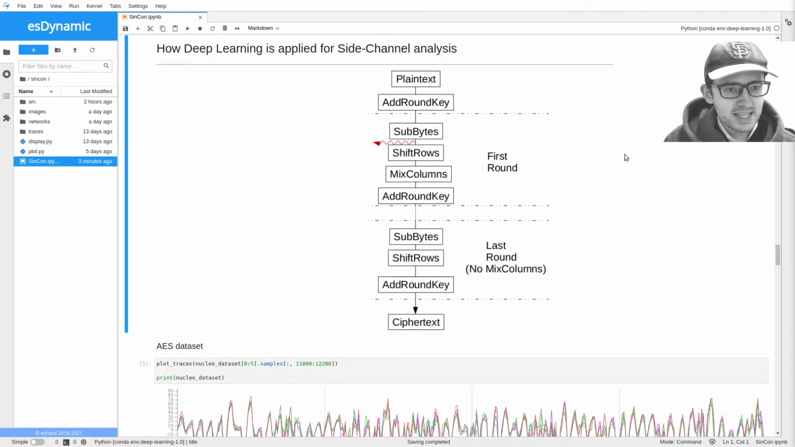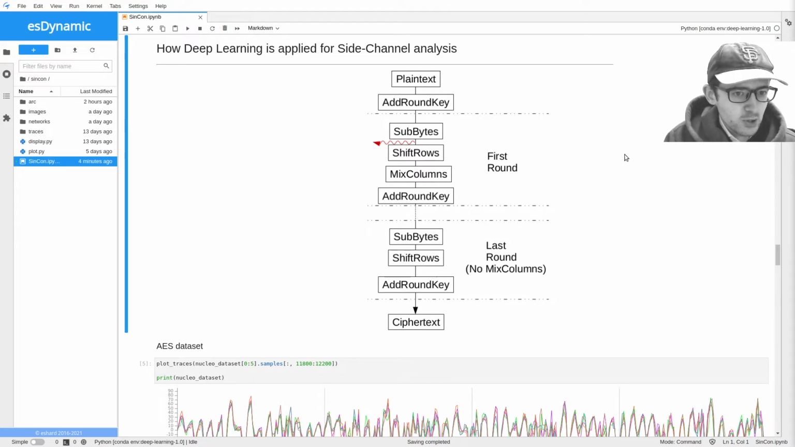Okay, so now let's take a look at how deep learning can be applied for sidechannel analysis. In my notebook today, I will showcase an example where we will build a neural network that is able to classify traces collected from a device based on a sensitive value which is computed during the AES encryption.